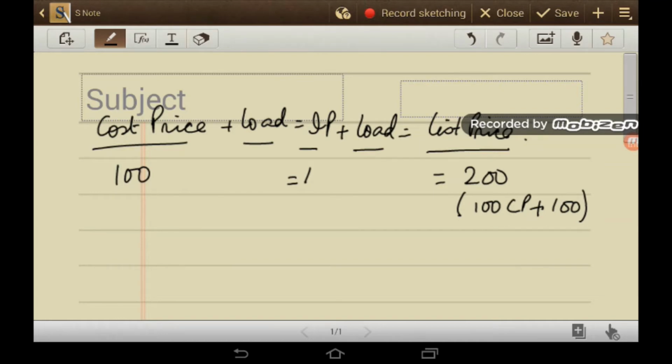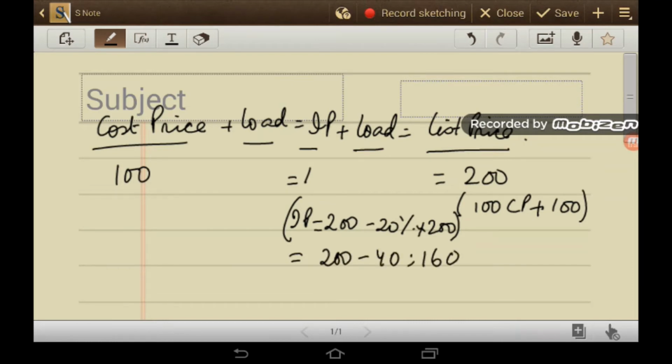So what is the invoice price? Invoice price is 20% less than the list price. So 200 minus 20% of 200. So this is 200 minus 40. So this will be 160. So invoice price is 160. So what is the load on invoice price? 40 rupees. And what is the load on cost price? This is 60 rupees. So 100 rupees is the cost price, your load is 60. So invoice price is 160 plus load 40, so your list price is 200.